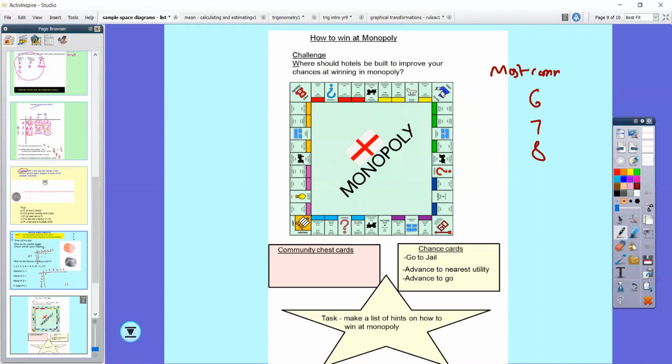Now it's up to you how much you reveal about this. You may not reveal that. You may just leave them and let them fill out their sample space diagram. So, okay, can you come up with a strategy to improve, or where should hotels be built to improve your chances of winning a Monopoly if you're playing this?